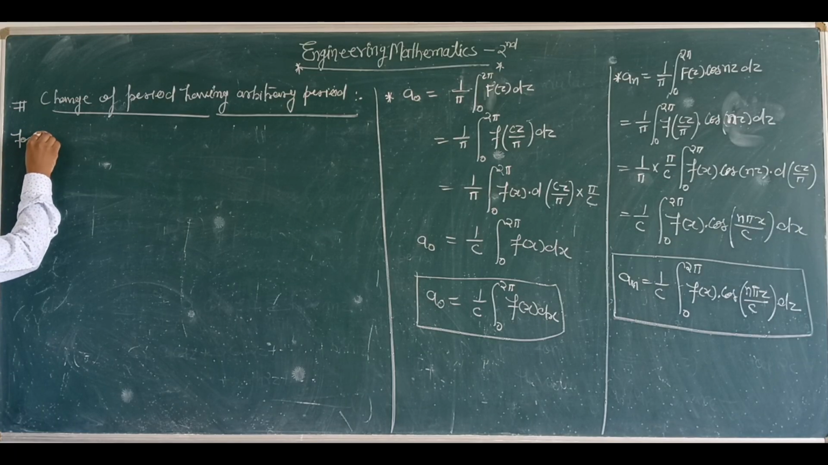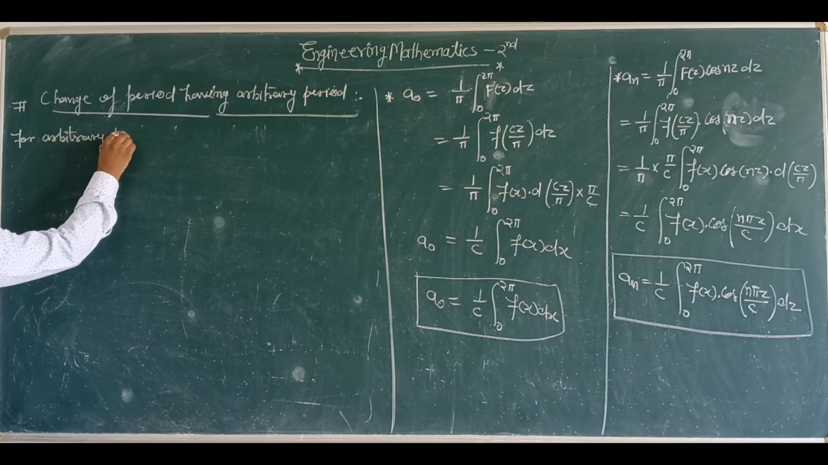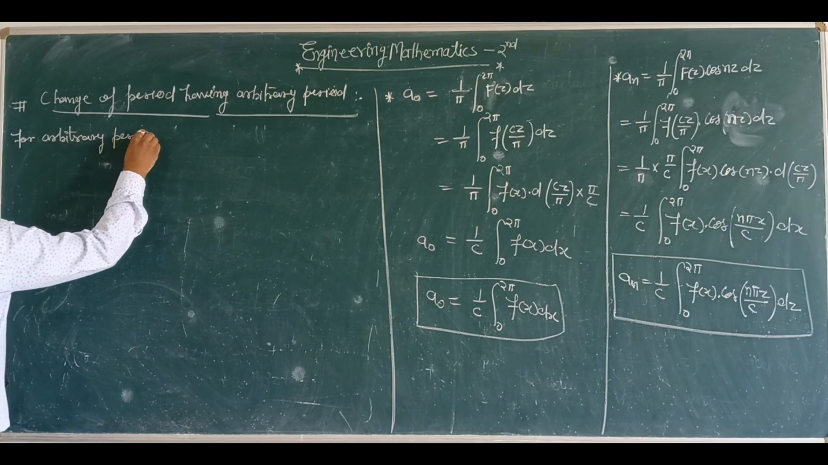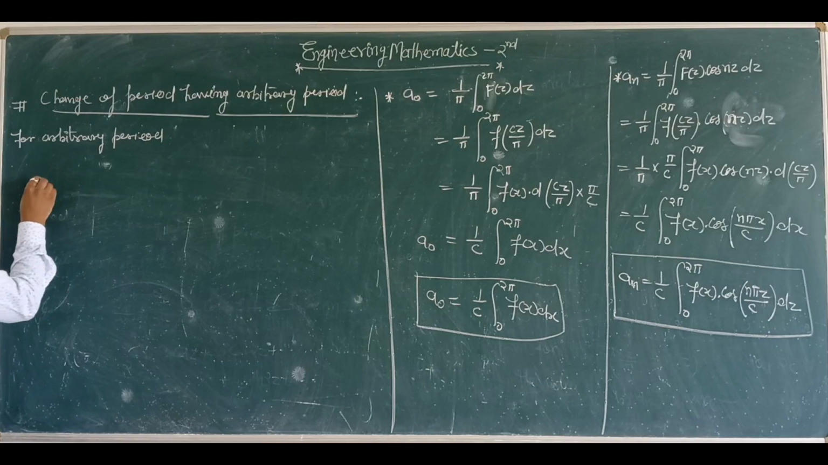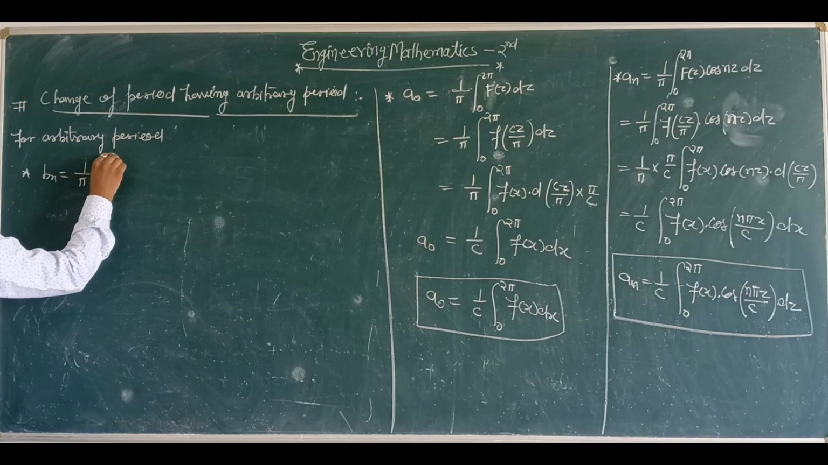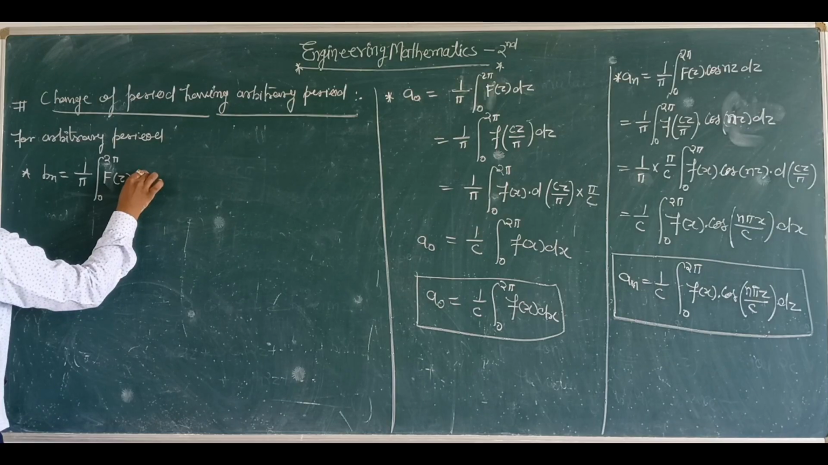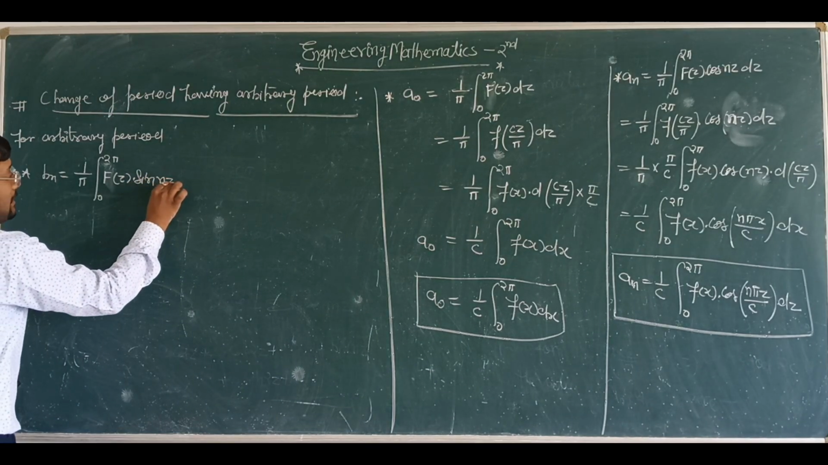For arbitrary period, the value of bn is equal to 1 upon pi integration 0 to 2 pi. You can write capital F(z) into sine nz dz.